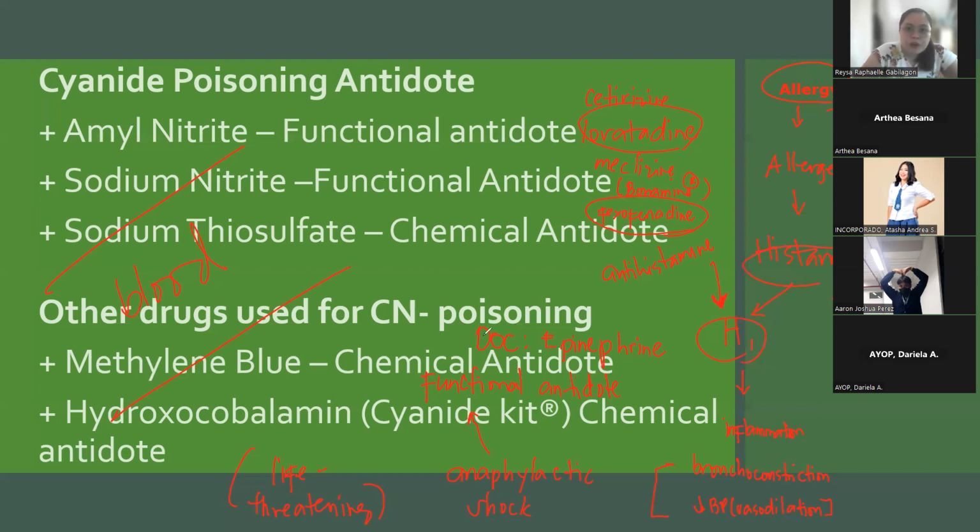Pero, what will the functional antidote do? Counteract the activity of the poison, or in this case, counteract the activity of the histamine. If you give the patient epinephrine, it will bind to its own receptor. You will have this one in your pharmacology. Paunang discussion lang ito. I will not dig deeper on this. But epinephrine will bind to alpha-1 and beta-2 receptors in the body.